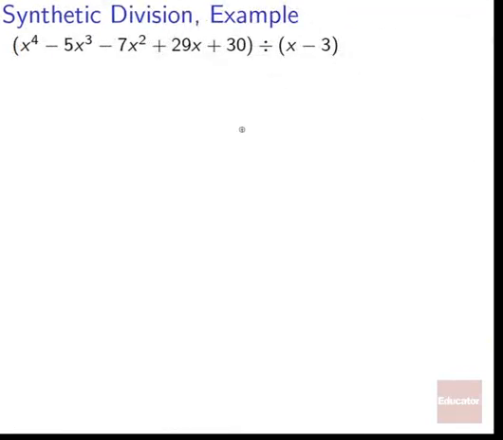Once again, dividing the same thing, we've got x to the fourth minus 5x cubed minus 7x squared plus 29x plus 30. So we've got x minus 3. Remember, it's x minus k. So that means our k is equal to 3 because it's already doing the subtraction. So we've got 3, and we set this up.